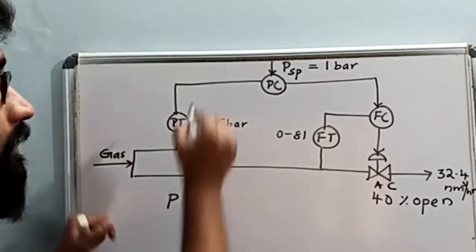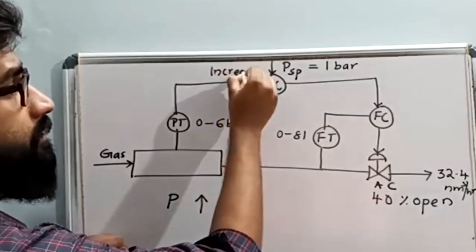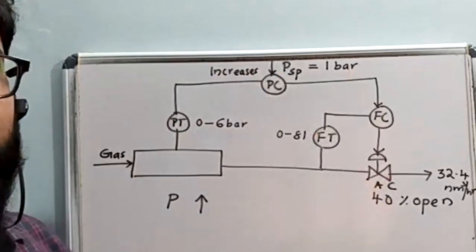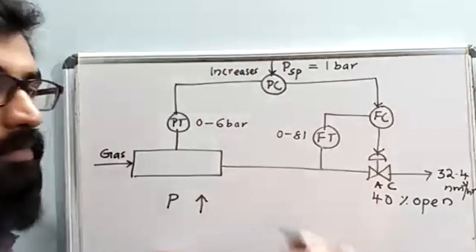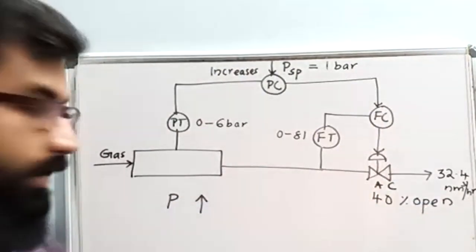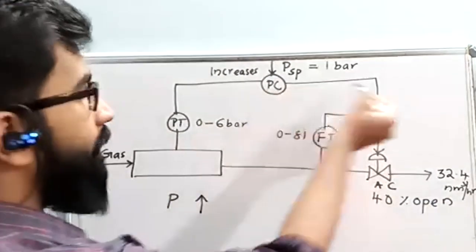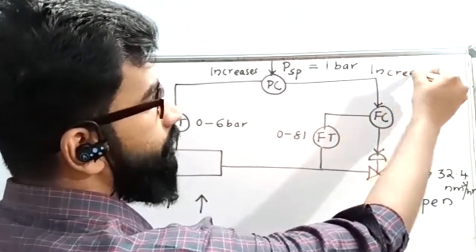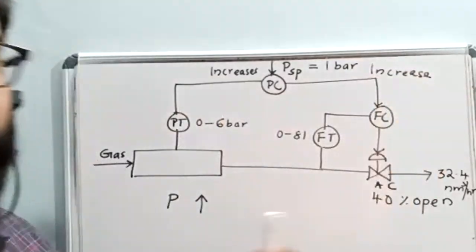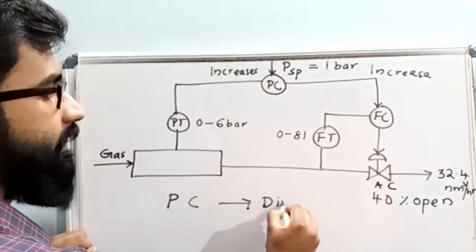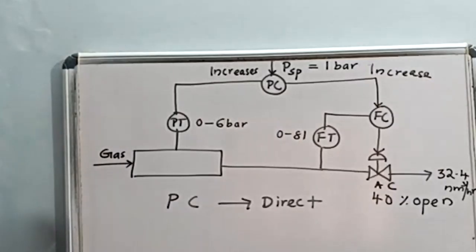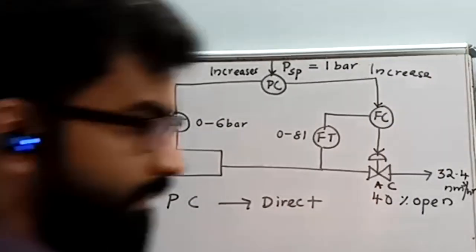If pressure increases, what command should I give to the flow controller? The command I will give is increase the flow, because only if you increase the flow will my pressure decrease. So the command to the flow controller is, if pressure is increased, increase the flow. So our pressure controller will be direct acting, very simple. Any doubt in this one?